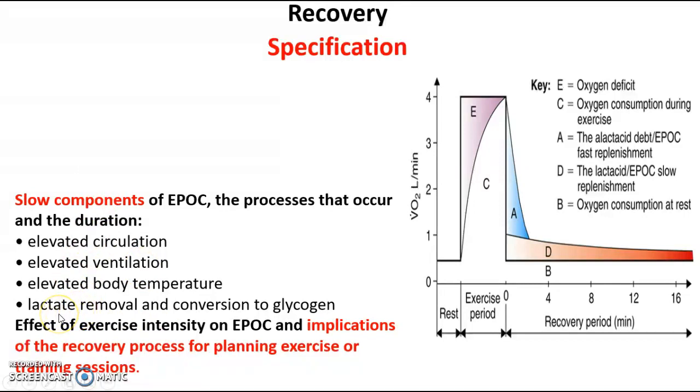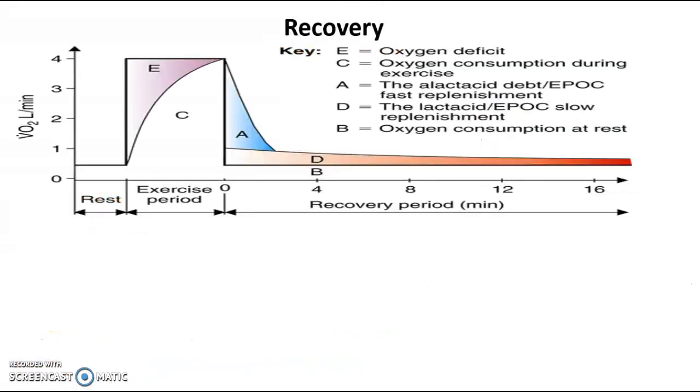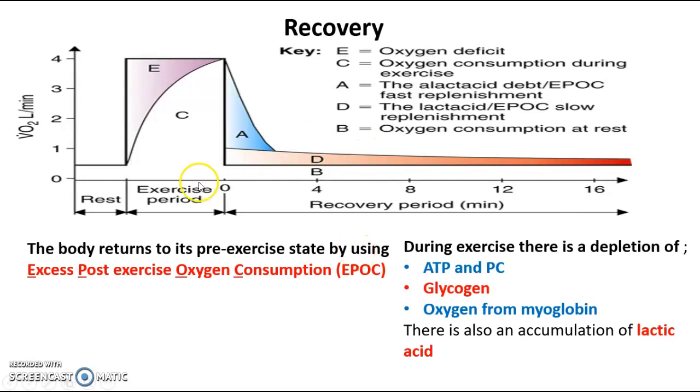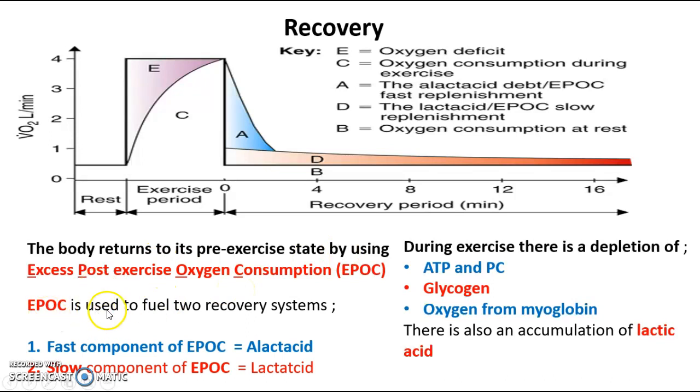Okay, so just going on to here, if you go back onto our recovery graph, just to get us back into where we're going with this. As I said in the last screencast, when we exercise, certain things deplete. We deplete our ATP and PC stores, our glycogen is depleted, oxygen is removed from myoglobin, and we also have an accumulation of lactic acid. Just to repeat, in the last session we had a look at excess post-exercise oxygen consumption and the fast component. As you can see, EPOC is used to fuel both of those systems.